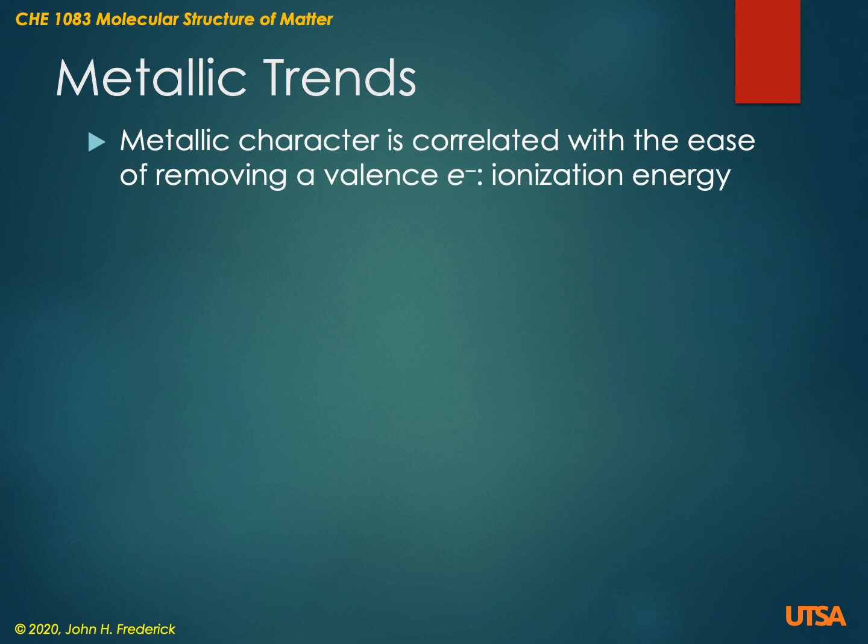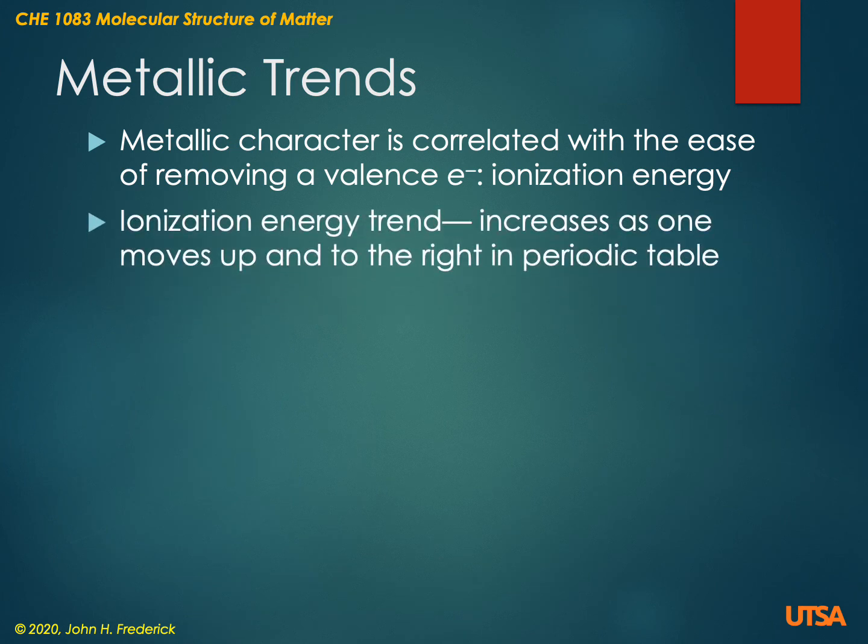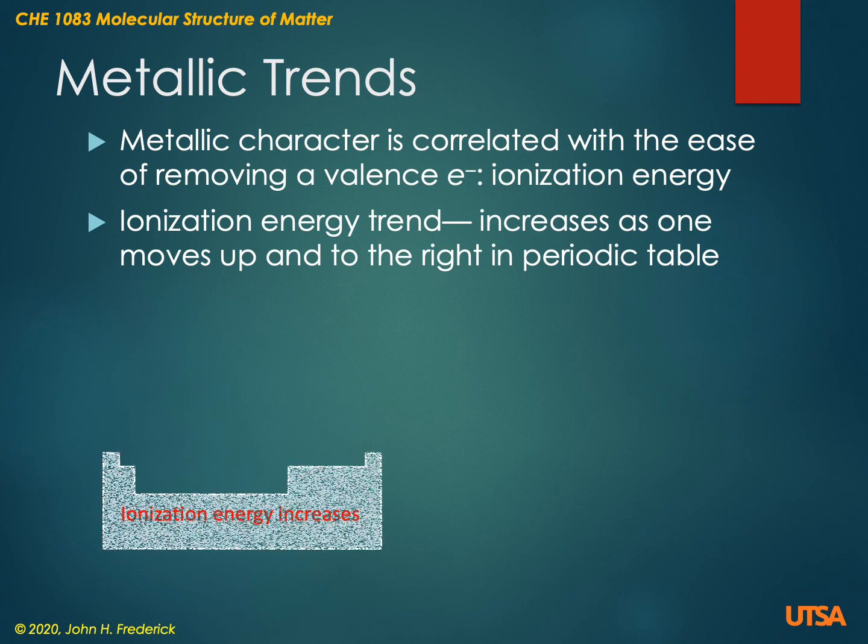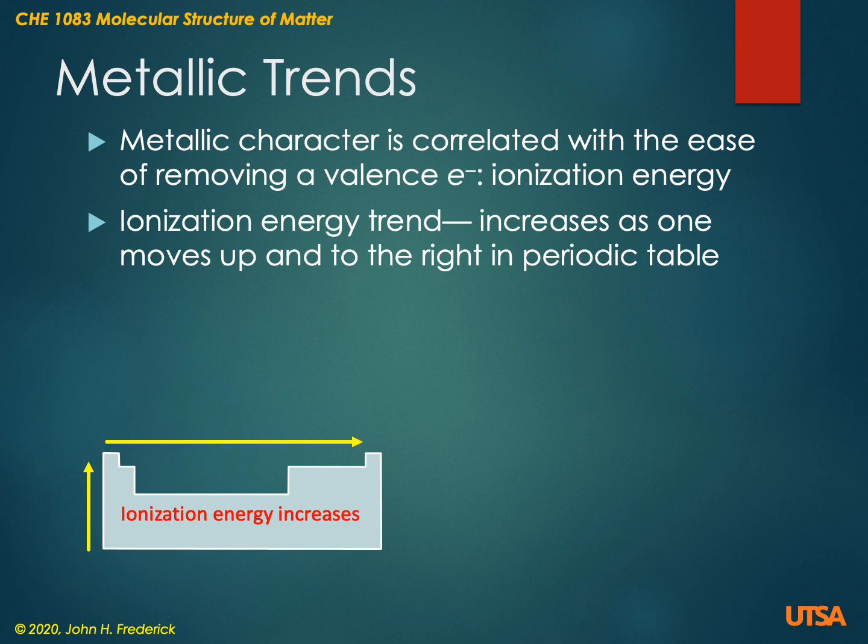What are some metallic trends? Well, metallic character is really the ease of removing an electron. All of these are elements for which it's relatively easy to remove an electron, so they have a fairly low ionization energy compared to the nonmetals. In fact, that ionization energy trend increases as you move up in the periodic table and as you move to the right. So the very lowest ionization energies are in the lower left corner of the periodic table. And so all of the places where the metals are represent relatively accessible ionization energies.